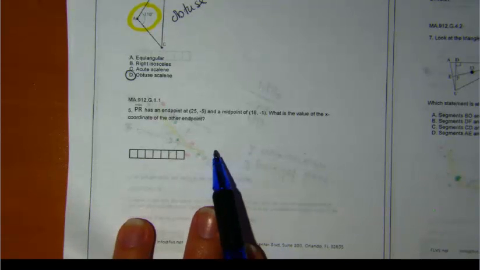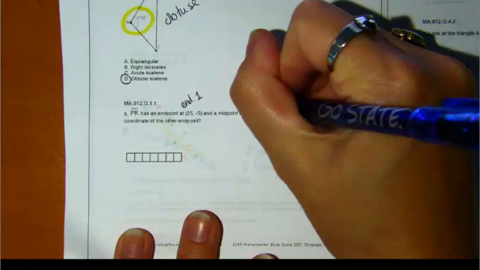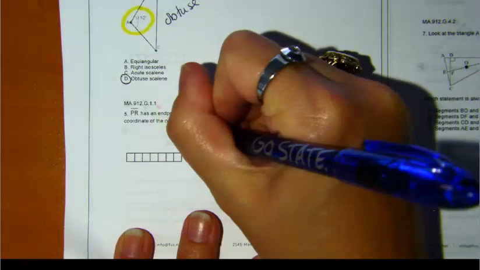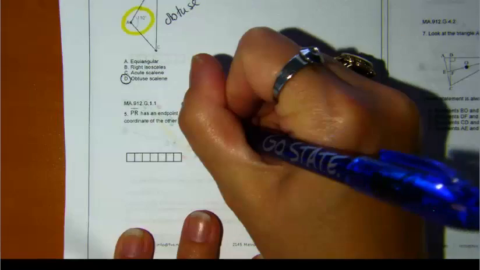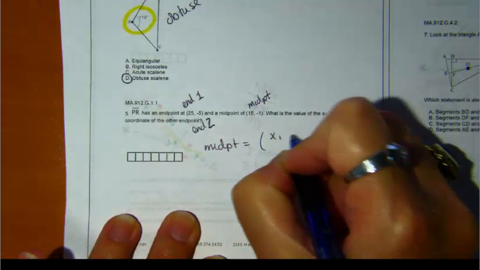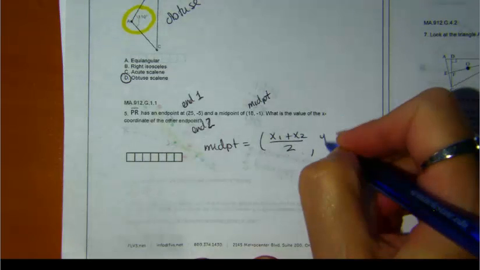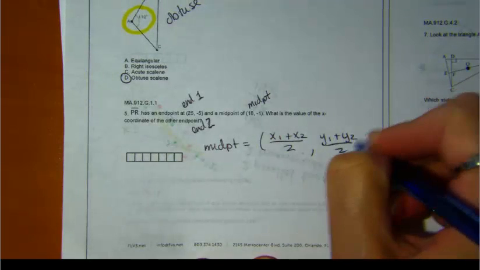Okay, this is something from term A. We were talking about this. We have an end point, so this is end 1, and this is the midpoint. And we're trying to find the end point 2. So the midpoint formula is x1 plus x2 divided by 2, y1 plus y2 divided by 2.